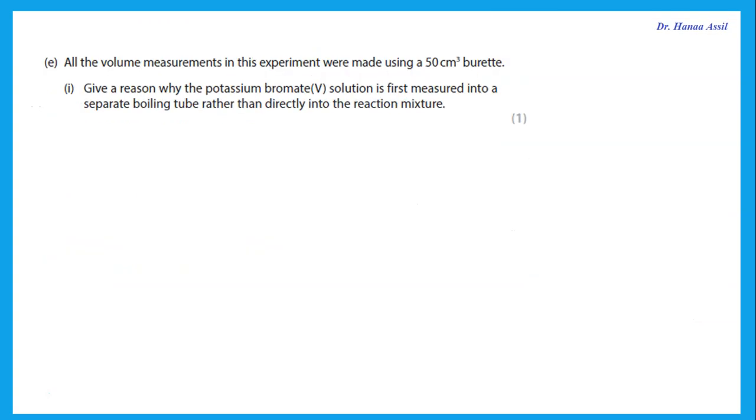All the volume measurements in this experiment were made using a 50 cm³ burette. Give a reason why the potassium bromate solution is first measured into a separate boiling tube rather than pouring it from the burette or dropping it from the burette directly into the reaction mixture.